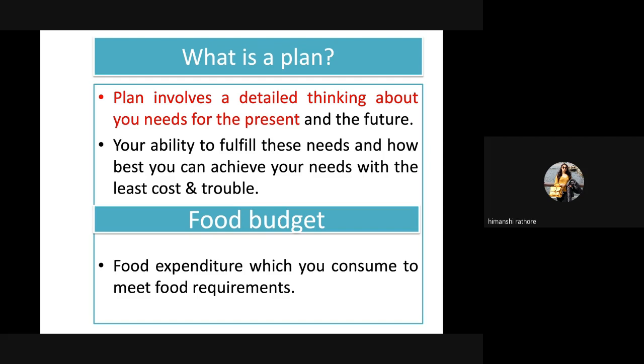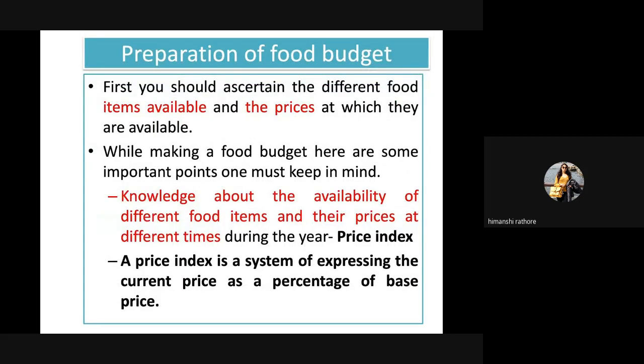Food expenditure which you incur to meet the food requirements is basically the food budget, because these are the terms which they may ask you in the exam. Budget, what is budget, and what is food budget? So food budget is, in simple words, food expenditure which you incur to meet food requirements. Now, how can you prepare a food budget? First, you should ascertain the different food items available.